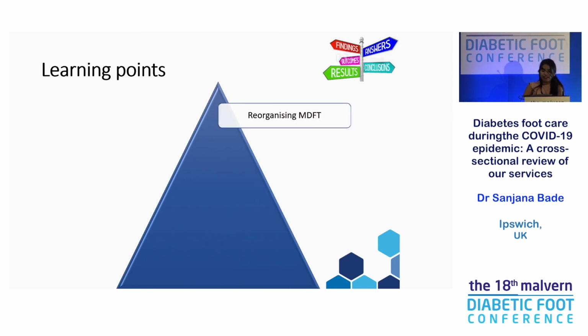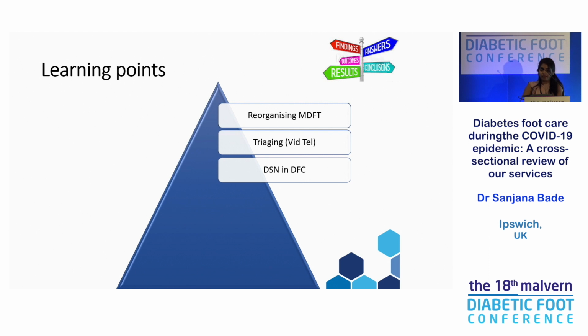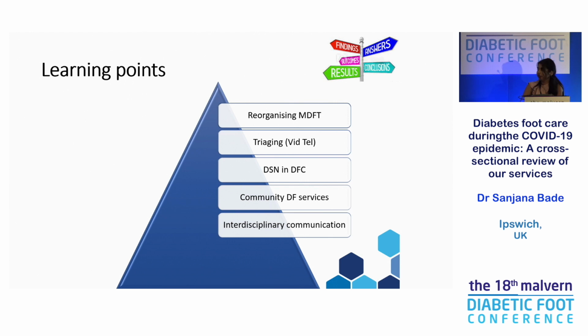I think in the future, given COVID-19 and how much it's changed our organization and the treatment that we provide, it's very important to reorganize the MDFT if there is a third wave. Triaging is a part of our clinics now. Both video and telephone clinics are important. Community diabetic foot services have been decimated in many areas, and it's important to look into this to establish traffic lighting. Interdisciplinary communication with the vascular team and interventional radiology is also very important. Finally, patient education and prevention is the key.